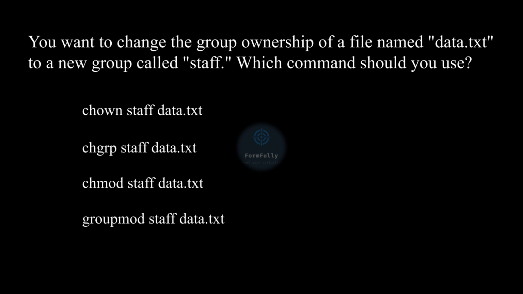The correct option is second, the chgrp command, which is used to change the group ownership of a file. The other options are incorrect, as chown changes both user and group ownership, not just group. chmod is used to modify permissions, not group ownership. And last, groupmod is used to modify group information, not to change ownership. The correct option is 2.